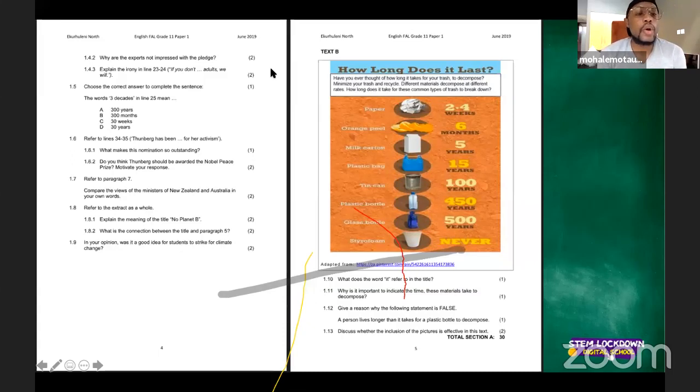It says, compare the views of the Minister of New Zealand and Australia in your own words. Now, the minute you see in your own words, you cannot go into the text and take anything out of there. You need to read the text and use your own words to compare the views like they are saying. Let's check.